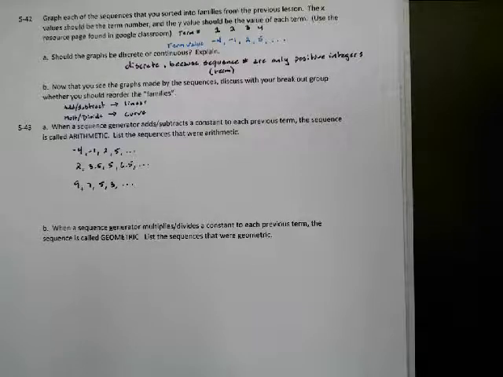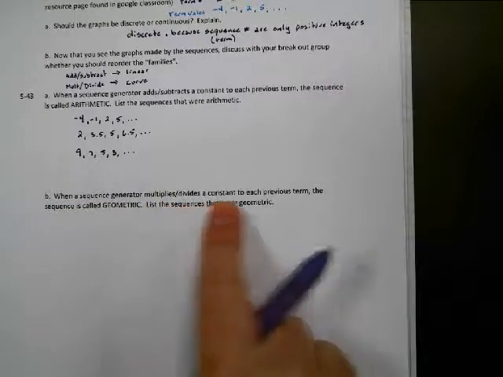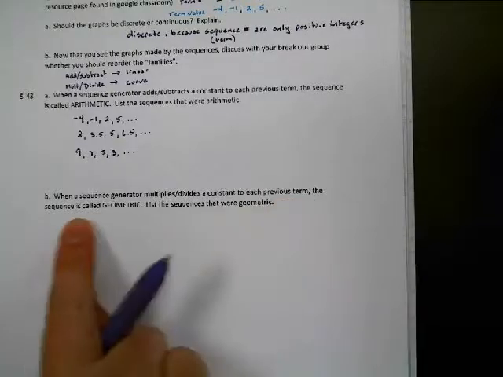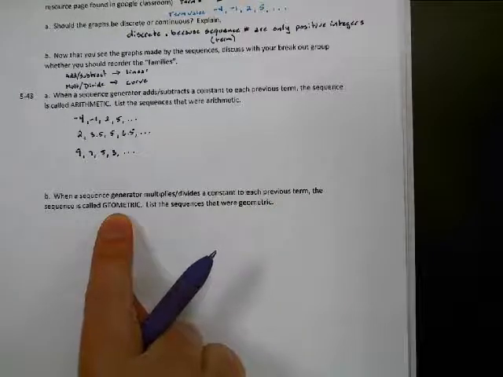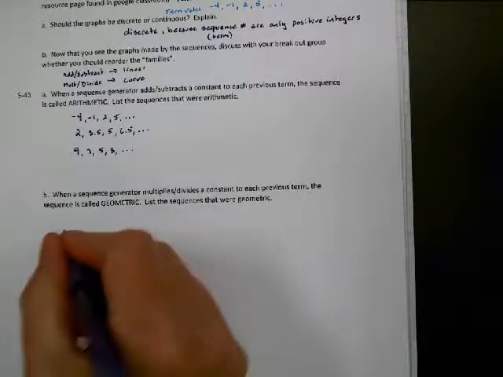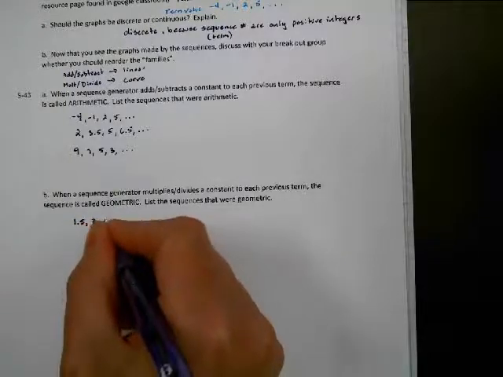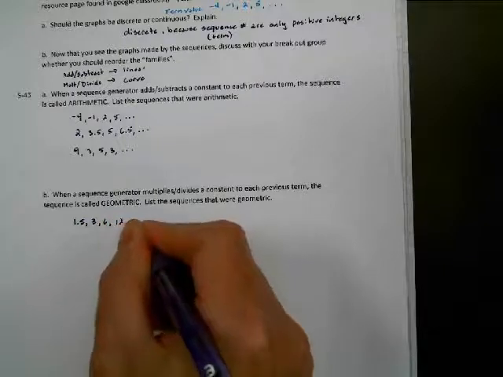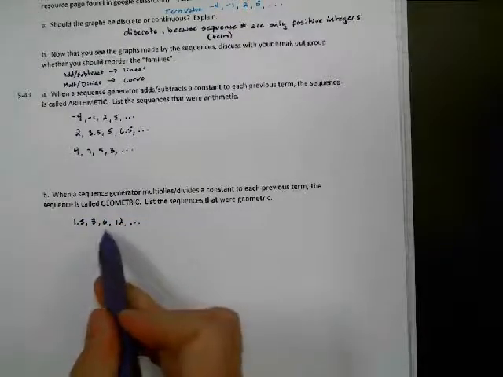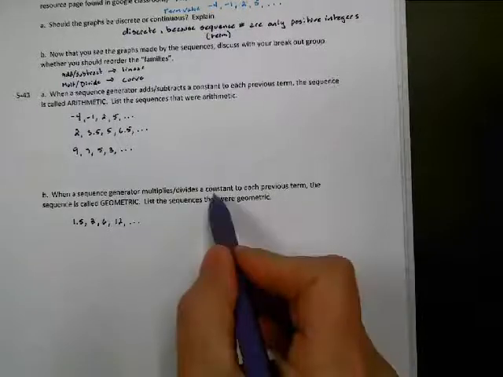When a sequence generator is multiplying or dividing a constant to each previous term, the sequence is called geometric. Okay, so we had 4 geometric sequences. B was geometric. This is the one that went 1.5, and then 3, 6, 12. And we saw here that we were multiplying by 2 each time. So that's a geometric sequence because we multiply the previous term to get to the next term. And we're multiplying by a constant, meaning it's the same each time that we're multiplying.